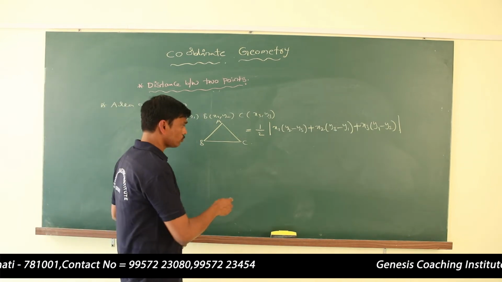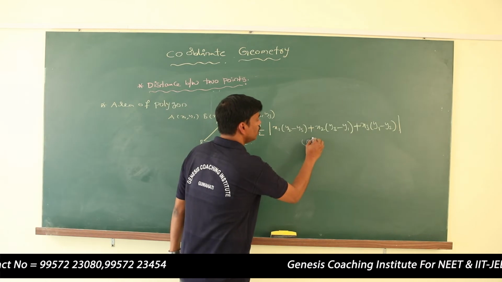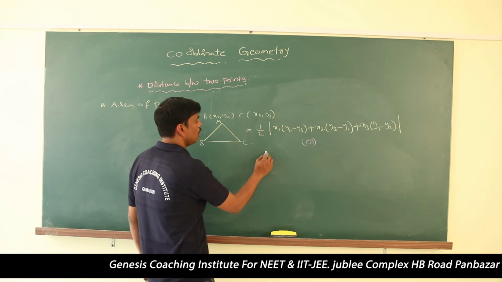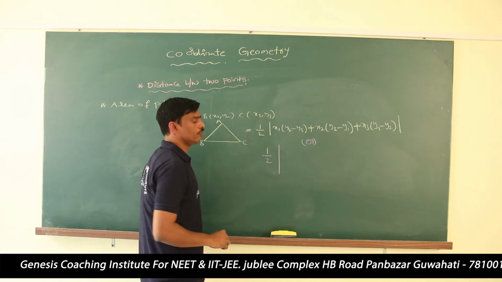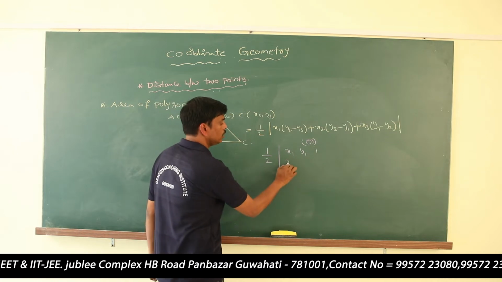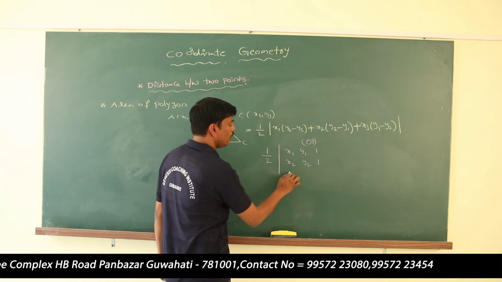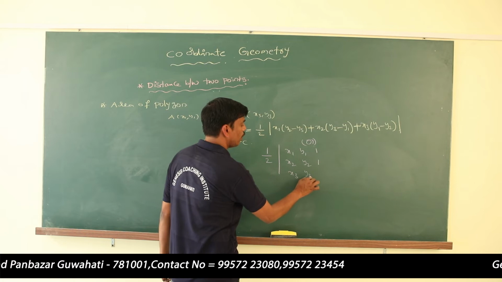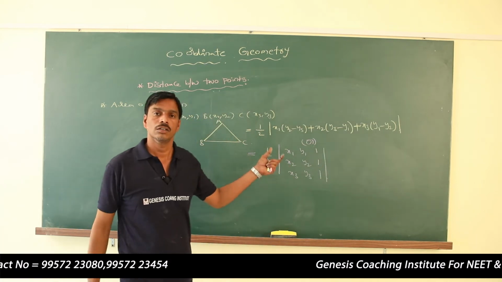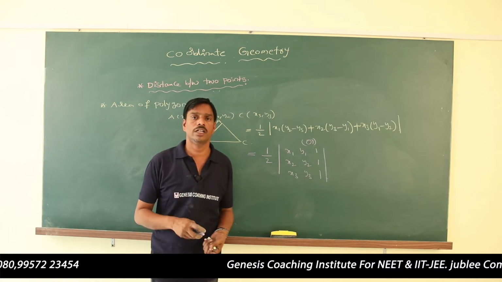Next, we can also find the area of the triangle by using the determinant. Here, half into the determinant, where we simply write the first row x1, y1, 1, the second row x2, y2, 1 and the third row x3, y3, 1. By using the determinant we can also find the area of the triangle.